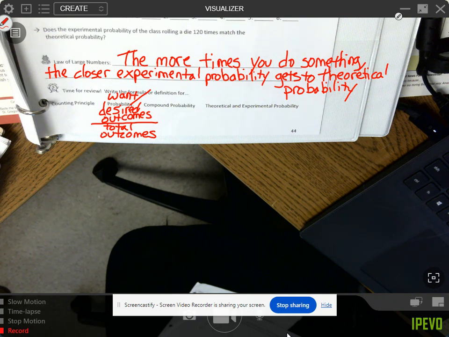Compound probability. Compound probability is when we multiply probability of events together.